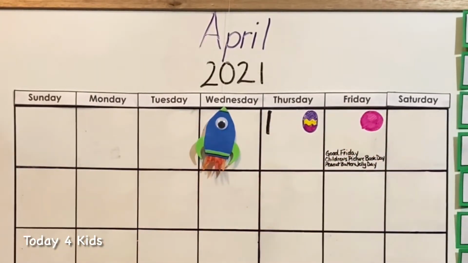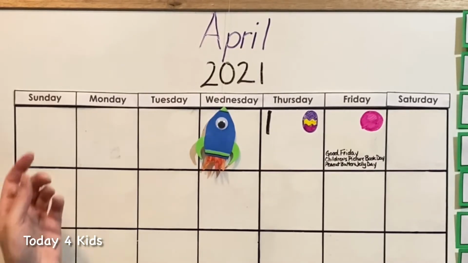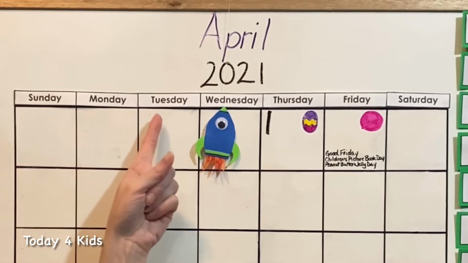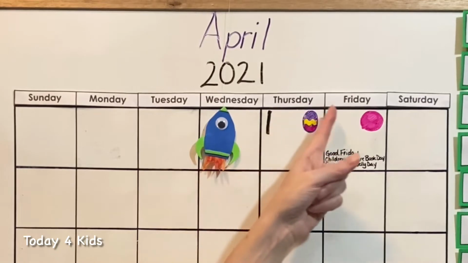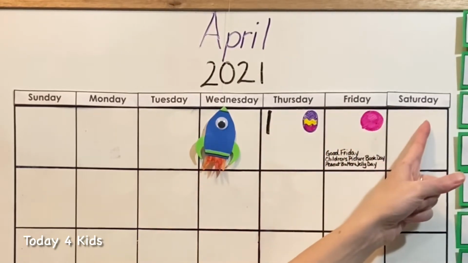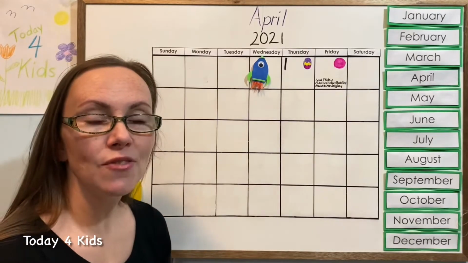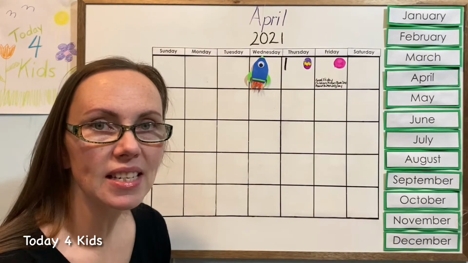1, 2, 3, 4, 5, 6, 7. There are 7 days in the week. Sunday, Monday, Tuesday, Wednesday, Thursday, Friday, Saturday. Good job. Thank you for singing that with me. It's much more fun when we sing it together.